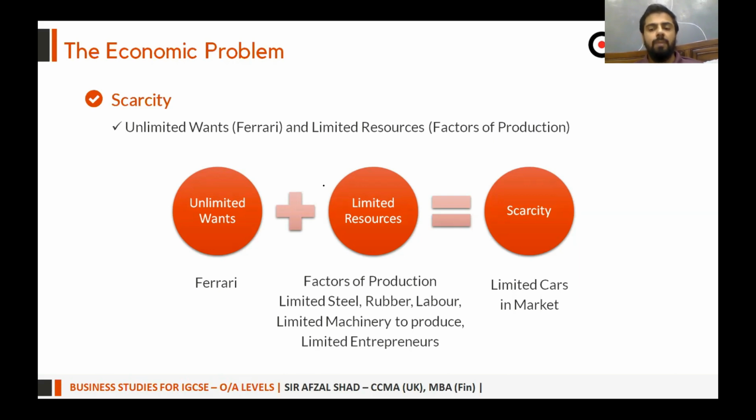Therefore, we have a limited number of cars in the market, and those limited number of cars are being produced due to the limited resources known as scarcity. All right.